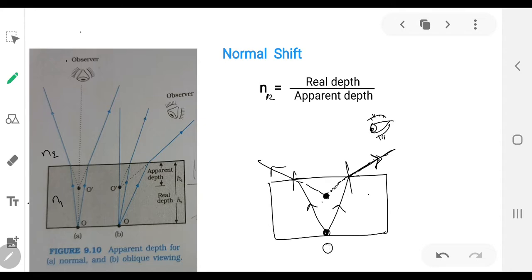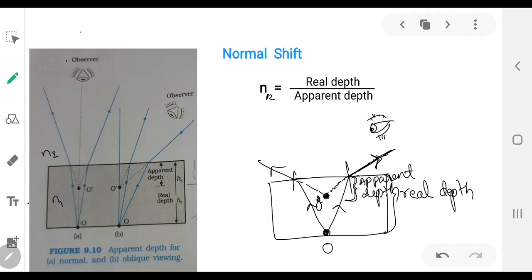The real object is at some other place. Due to refraction, the object appears at some other point. The object is not actually getting shifted; it appears as if it is at some other point. So the apparent shift in the position of the object has taken place. At what distance is the object actually? At this distance. So it is called real depth. But at what distance does it appear? It appears as if it is at a smaller distance. This distance is called apparent depth.